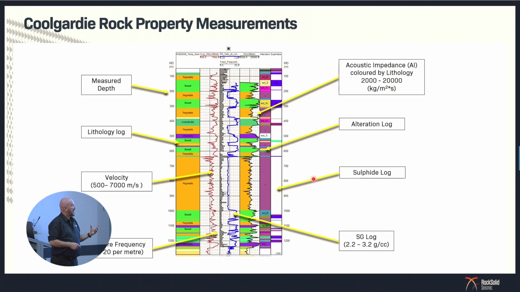This is a pegmatite in Coolgardie, Nepean. 400 metres of pegmatite through there. You can see there's a strong density change through there and a reasonable response in the velocity. And that gives us a strong response in the acoustic impedance throughout.